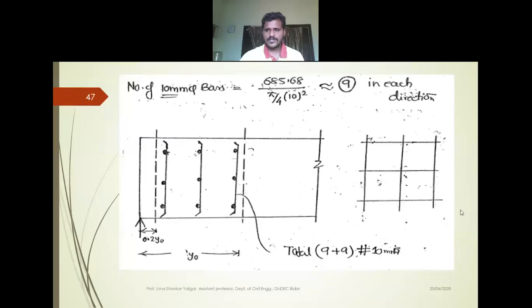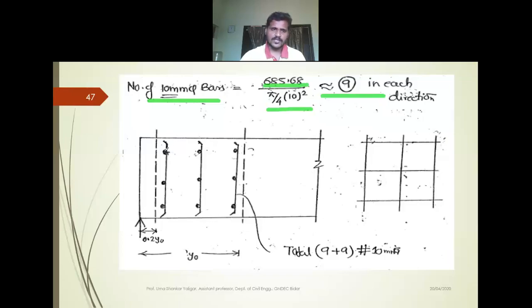Afterwards, we need to calculate the number of bars. I have assumed a 10 mm bar. The total area we have calculated now, divided by the area of one bar, will give 9 bars in each direction. In this way you have to show the reinforcement.